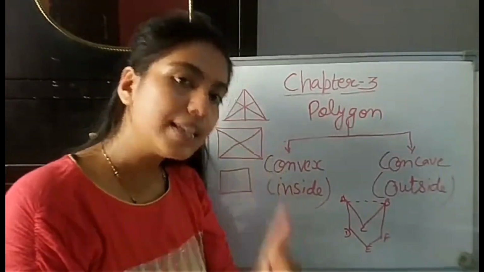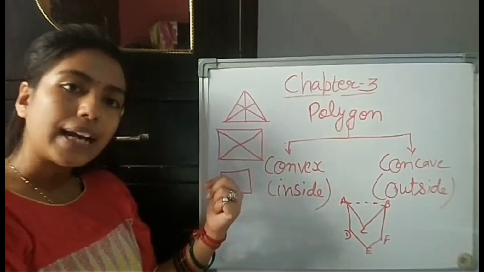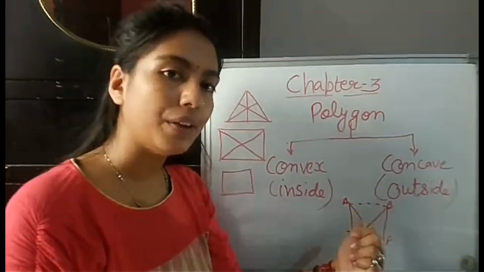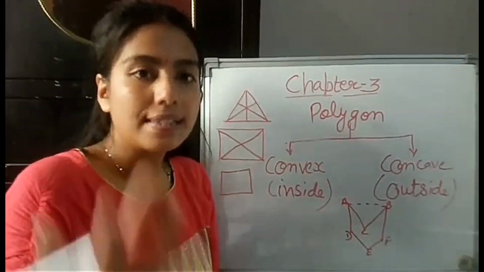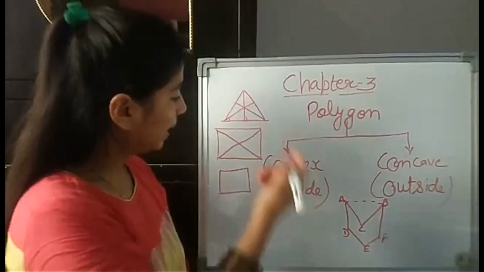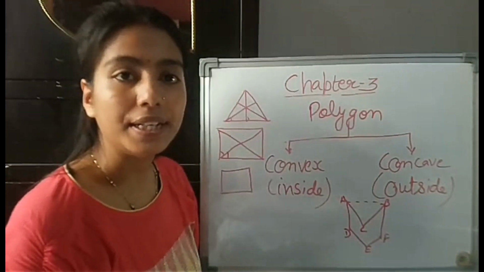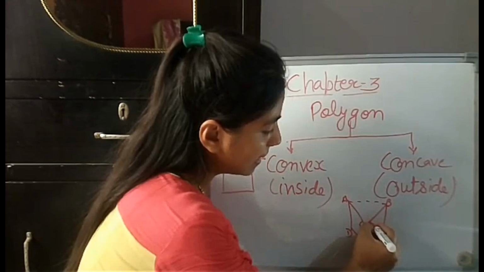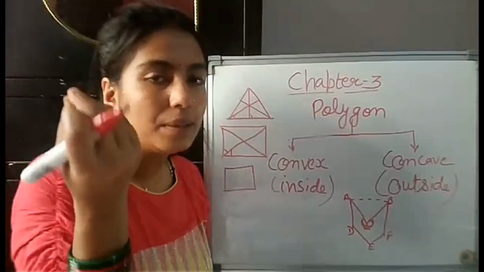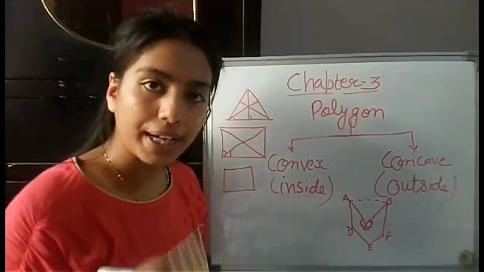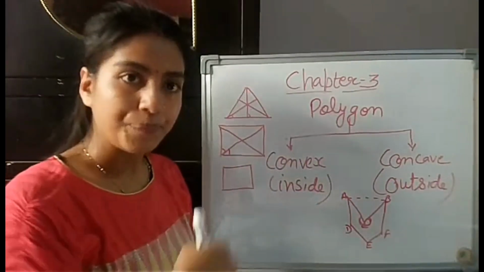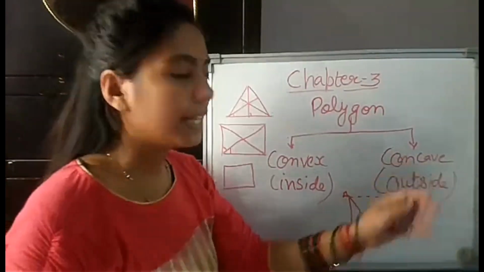Okay students, so this thing only you have to remember. Inside the polygon, if the diagonal is present, that is called convex, and if the diagonals are present outside, that is called concave. And one more point you have to remember: in a convex polygon the angles are less than 180 degrees. Any angle is less than 180 degrees, but in a concave polygon an angle is greater than 180 degrees. Okay, so this is a little bit difficult to remember in your mind. So the simplest thing you have to keep in your mind is that the diagonal should be inside for convex, and the diagonal should be outside for the concave polygon.